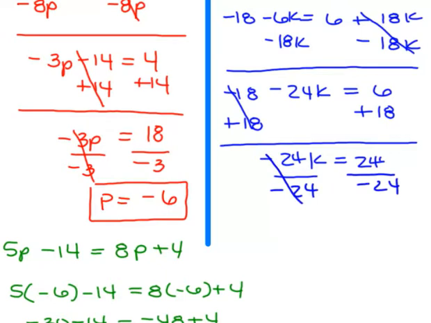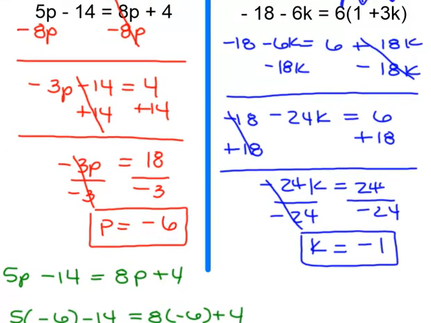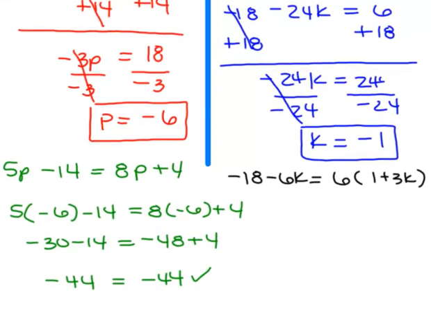So these cancel. I'm left with k equals, positive divided by a negative is a negative, 24 divided by 24 is 1. So k equals negative 1. But I always want to go back in and check my answer. So I'm going to rewrite the problem here. So I have negative 18 minus 6k equals 6 times (1 plus 3k). So anywhere there's a k, I'm going to insert a negative 1.